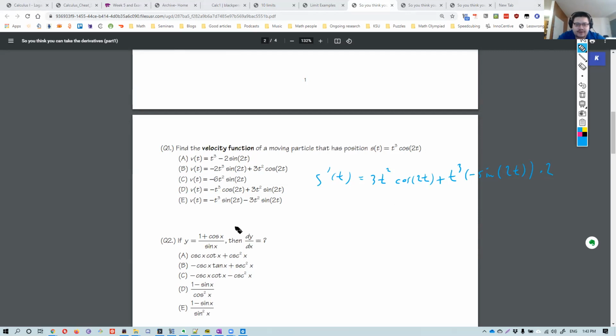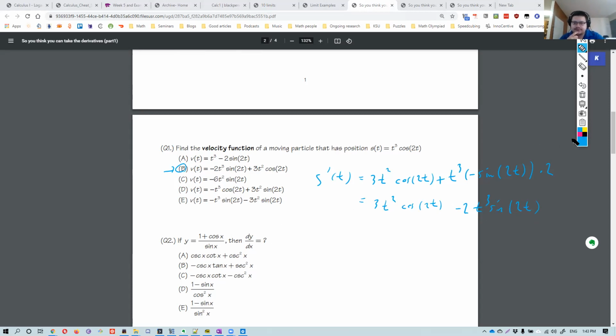And then you can match and see, does this match any of the functions that are given? Well, to make it easier to match, I might want to simplify the other terms slightly. Cosine of 2t minus 2t cubed sine of 2t. And I don't see it yet. I think it's this one. I think it's B. Is it B? Yeah, it's B. Okay, so that one's pretty easy.